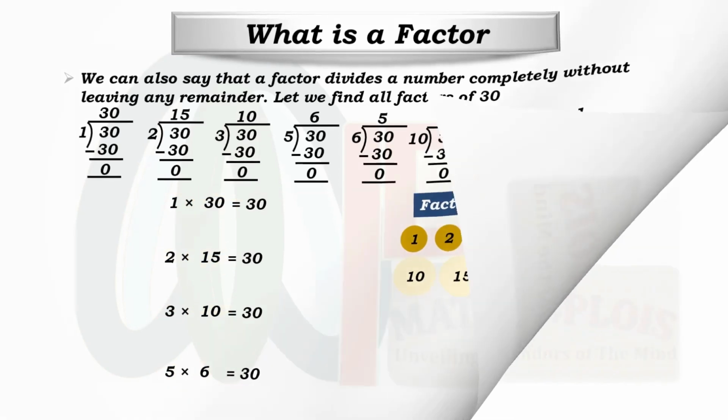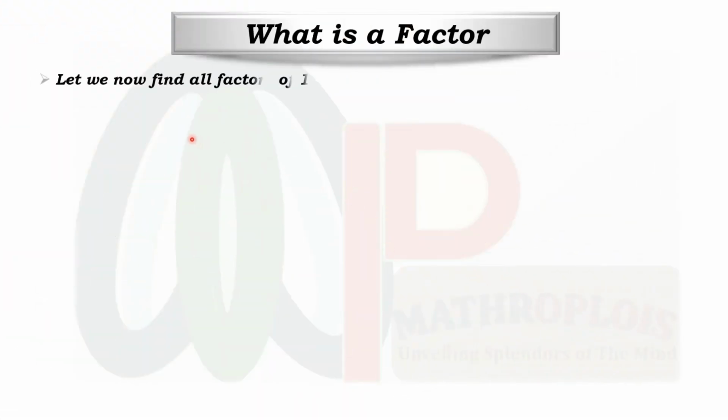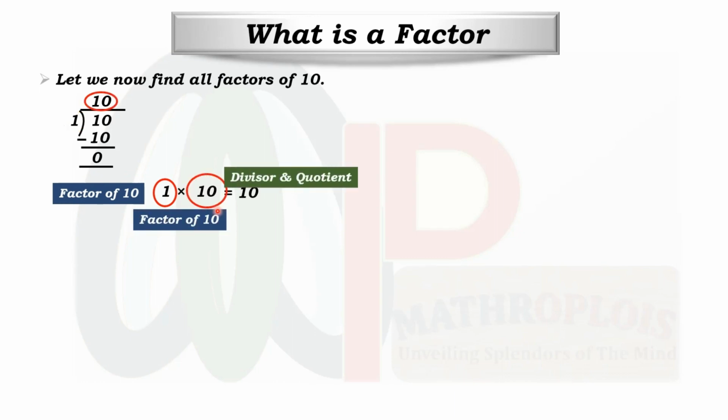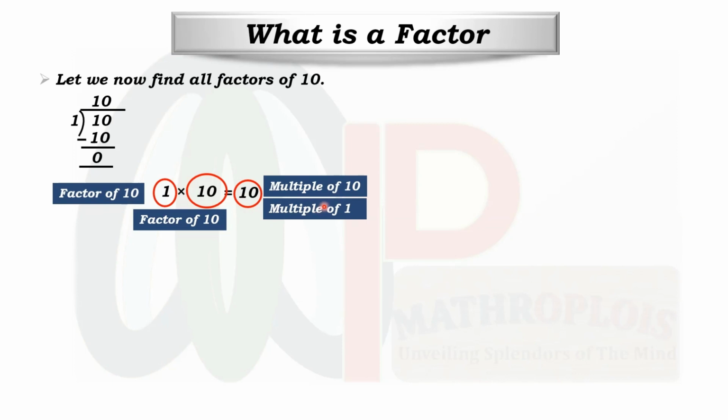Let us now find all possible factors of 10. Divide 10 with its first divisible number, 1. 10 has been divided completely with 1, without leaving any remainder. 1 multiplied by 10 gives the product 10. 1 and 10 are factors of 10. Here 1 is divisor and 10 is quotient. The product 10 is a multiple of 1 and 10.